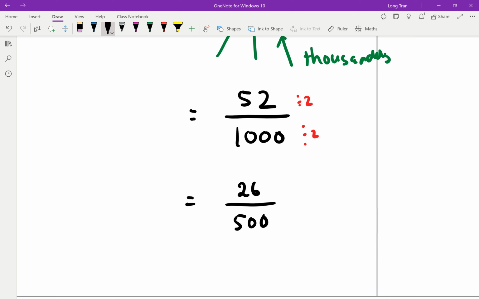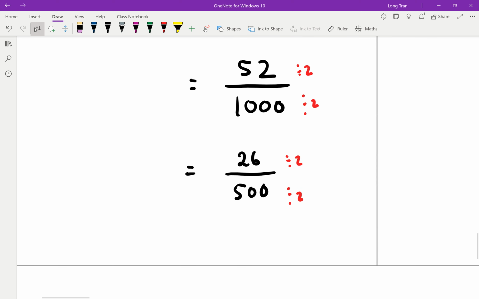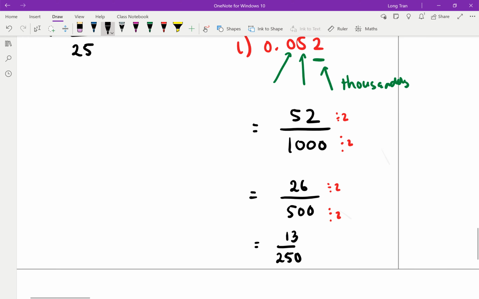Both are still even numbers again. So we're going to try it again. Divide it by 2. What's half of 26? 13. What's half of 500? 250. And then before you always finish, double check, are there common factors between 13 and 250? If there aren't, that is your simplest form.